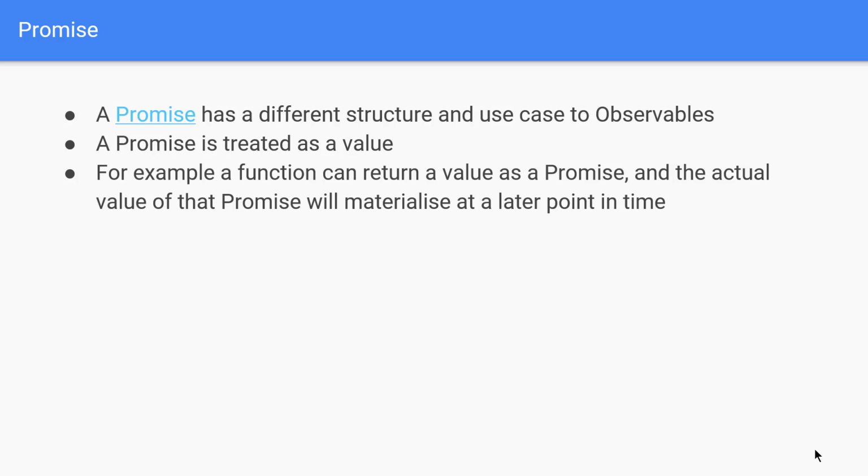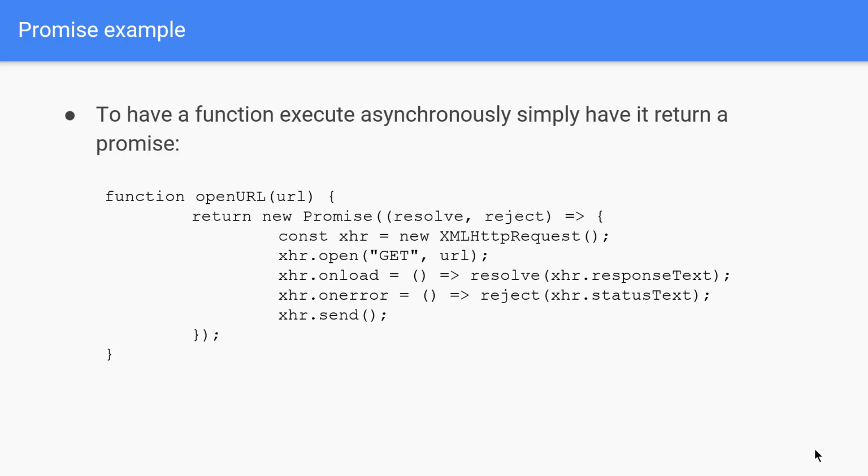So a promise is treated as a value. For example, a function can return a value as a promise, and the actual value of that promise will materialize at a later point in time, remembering that a promise is being used to manage an asynchronous event. To have a function execute asynchronously, simply have it return a promise.